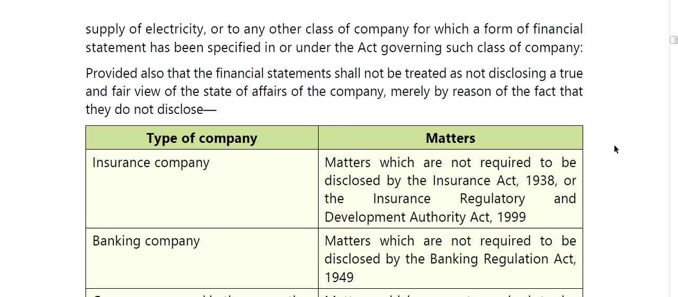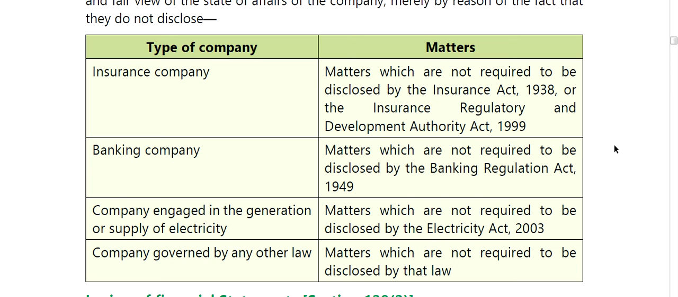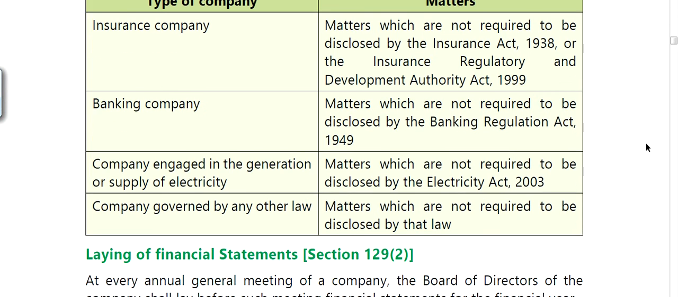Provided also that the financial statements shall not be treated as not disclosing a true and fair view of the state of affairs of the company merely by reason of the fact that they do not disclose: for an insurance company, they have the Insurance Regulatory and Development Authority Act as well as the Insurance Act; for a banking company, matters which are not required to be disclosed by the Banking Regulation Act; for a company engaged in the generation or supply of electricity, matters which are not required to be disclosed by the Electricity Act 2003; for a company governed by any other law, matters which are not required to be disclosed by that particular law.